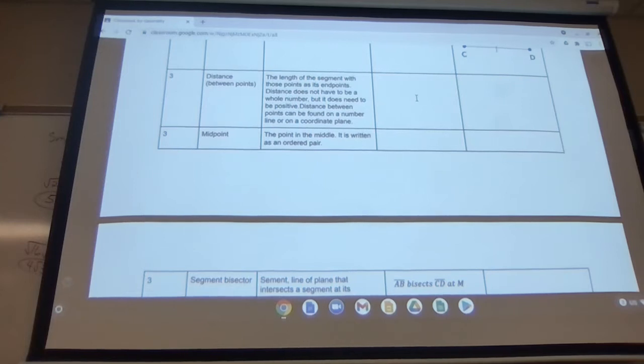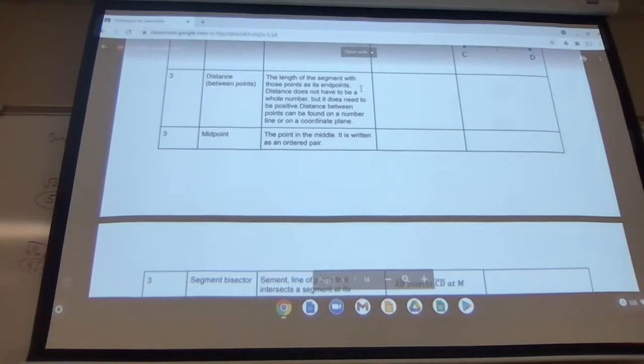Distance does not have to be a whole number. In fact, a lot of times it won't be, but it does need to be positive. And distance between the points can be found on the number line or on the coordinate plane. We're going to focus on the coordinate plane this year. Okay, now I'm going to show you that formula here in a little bit. You've already learned one of them. We're going to show you the other. So that's how you're going to find the distance between 2 points. You're going to use formulas.